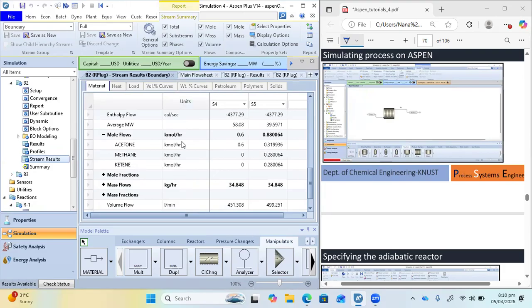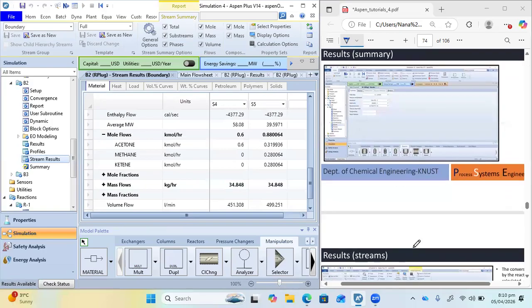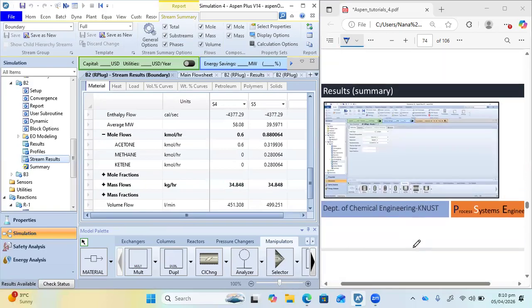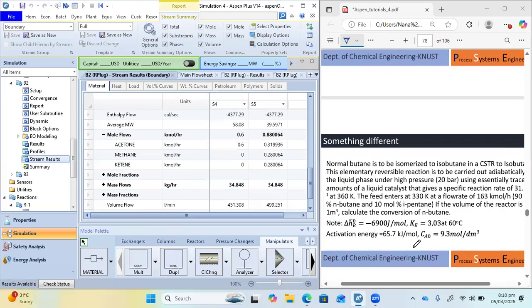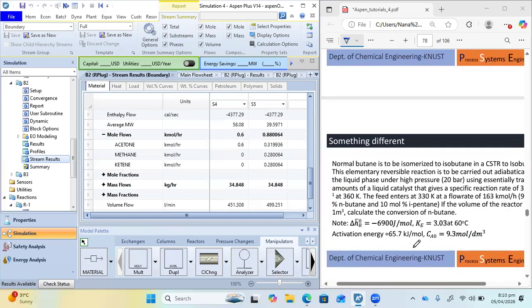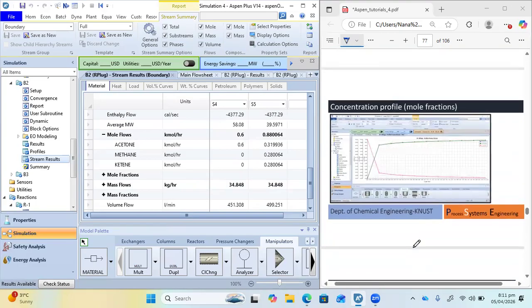So I've already done the simulation for this one. I will send it to us after everything. But are there any questions before we move on to the next one? Because we've looked at irreversible reactions. We now come to look at a reversible reaction. So any questions before we move on to that?